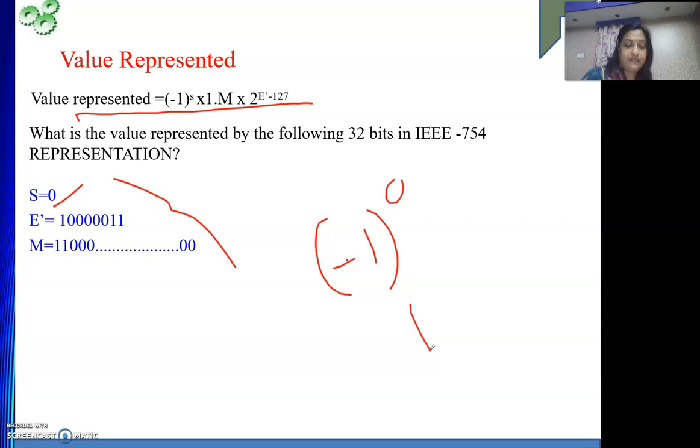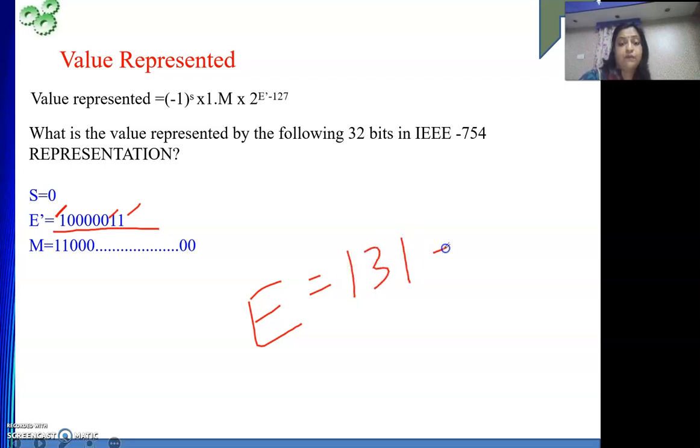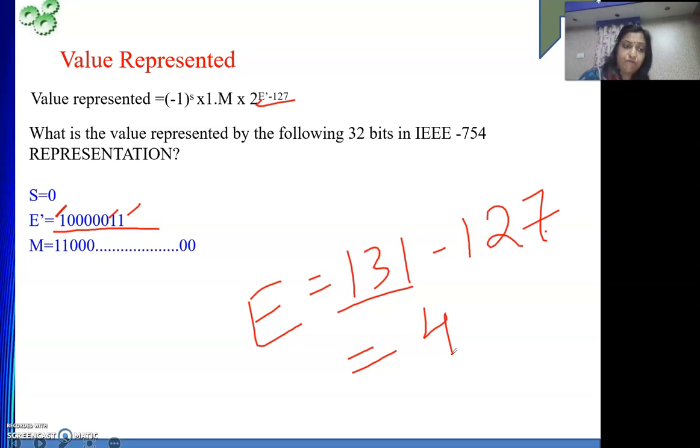What is E dash? The actual exponent will be E dash, that is the stored value, minus 127. What is the stored value? It is 128 plus 2 plus 1, that is 131. You can also use a calculator for binary to decimal. So it is 131 minus 127, which is 4. So the actual exponent happens to be 4.